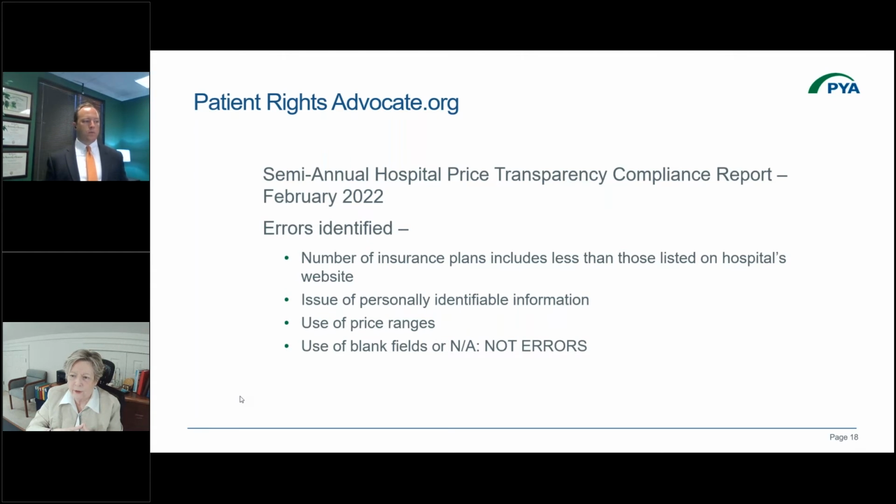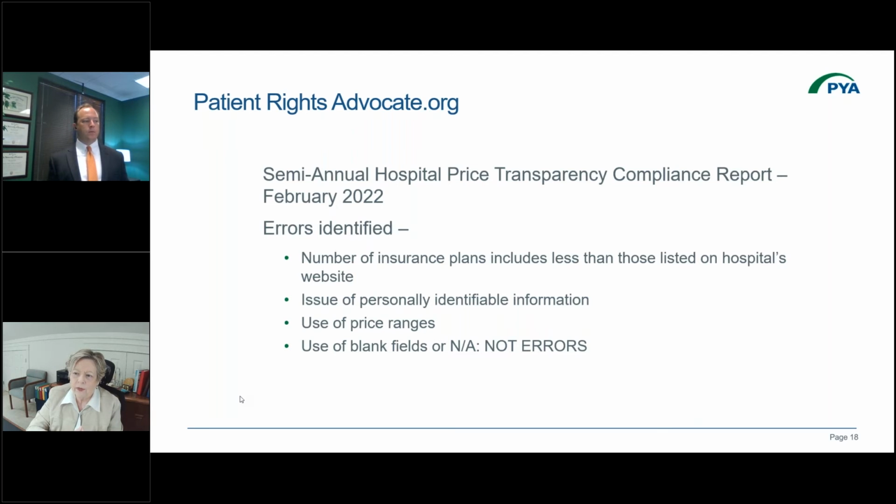There are still some providers who are requiring personally identifiable information to get into the machine readable files. Again, you can only do that in the case of the price estimator. Some providers are posting a price range. They are posting that this particular service is going to range from $50 to $212. No, you can't do that. You must include an individual rate for an individual service.